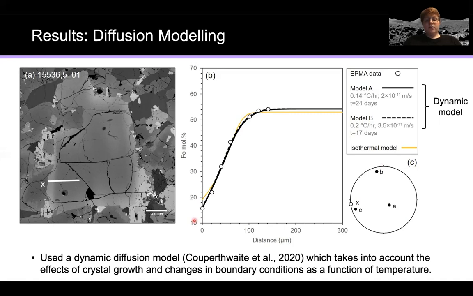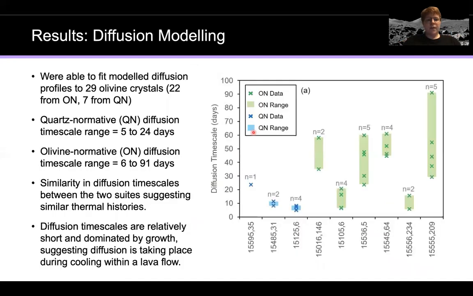So instead we switched to a dynamic diffusion model, and this takes into account the effects of crystal growth and changes in boundary condition as the model proceeds. These are shown in black on this graph here, and as you can see, it's visibly a much better fit to our EPMA data than the isothermal model was. So we proceeded with the dynamic diffusion model.